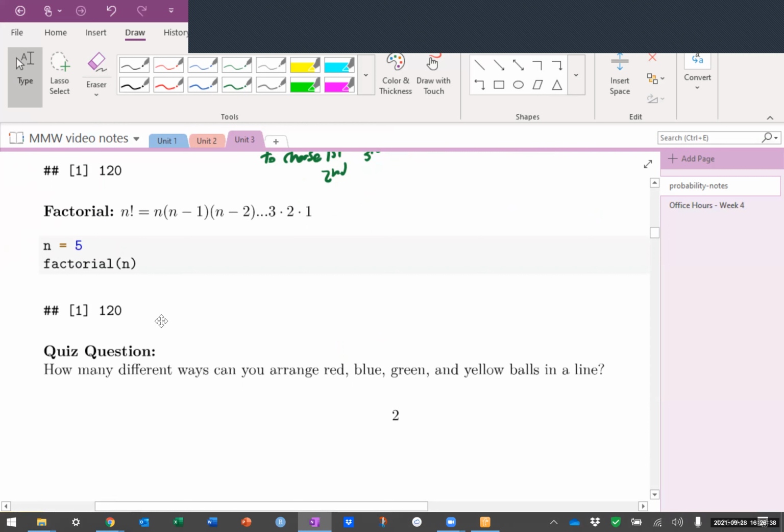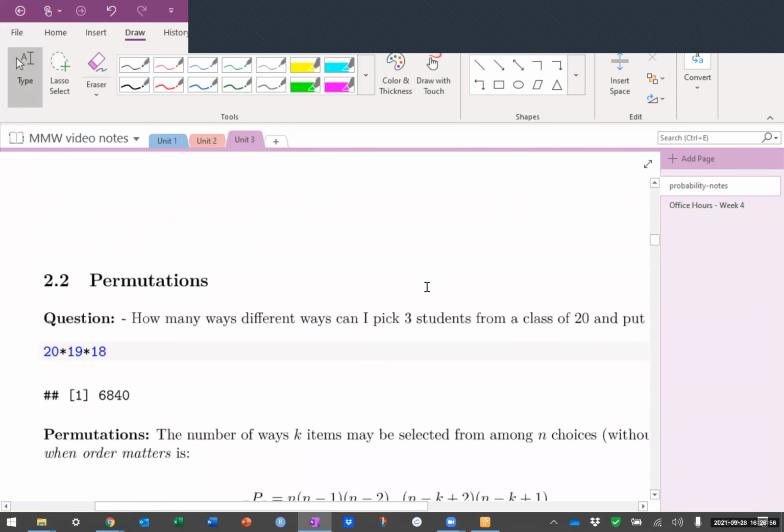Quiz question. How many ways could you arrange a red ball, a blue ball, a green ball, and a yellow ball? So you've got 4 balls here. How many ways could you put them in a line? You'll probably see this as an application of factorial.